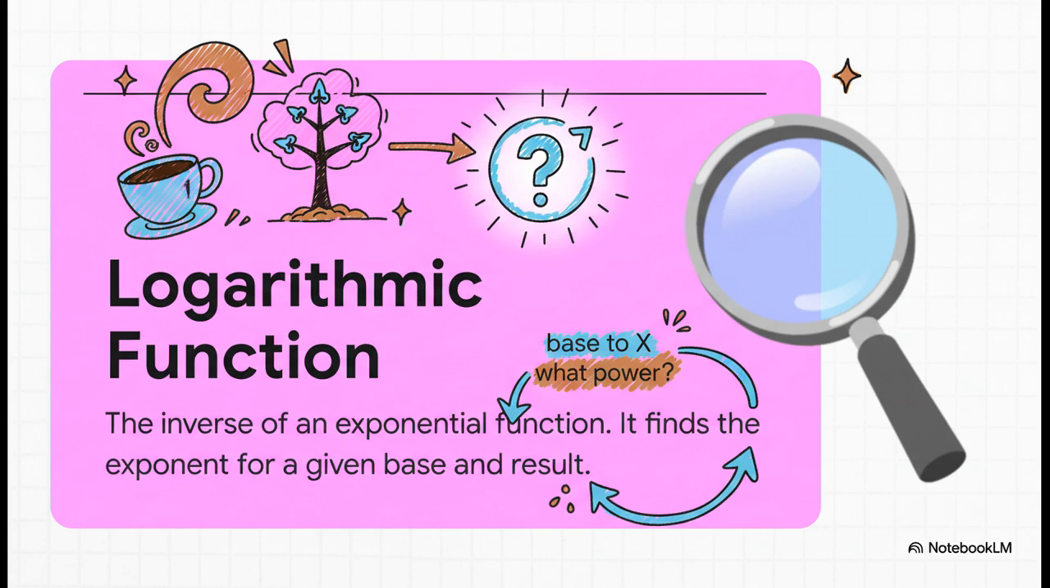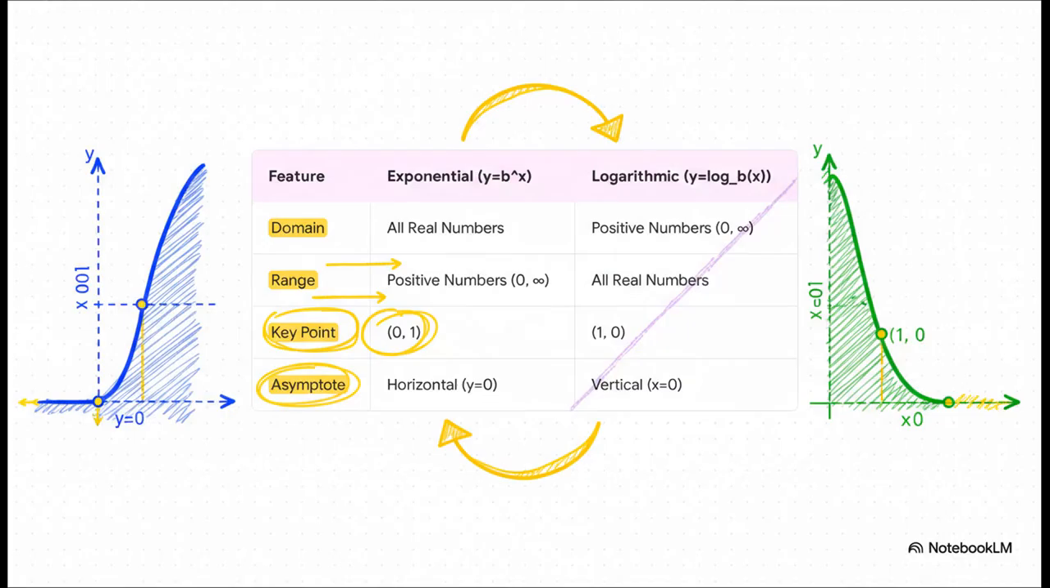So, what does a logarithm actually do? Well, it answers the exact question we had about our coffee. If an exponential function says take this base, raise it to this power, and you get a result, the logarithm turns around and asks, okay, but what power did you have to use on that base to get that result? It's all about finding the exponent. And this table just makes that inverse relationship crystal clear. Just look at how everything is swapped. The domain of one is the range of the other, and vice versa. The key point (0, 1) on the exponential becomes (1, 0) for the logarithm, and the horizontal asymptote becomes a vertical one. They are perfectly, completely flipped.